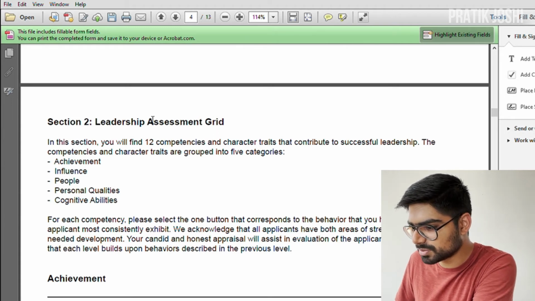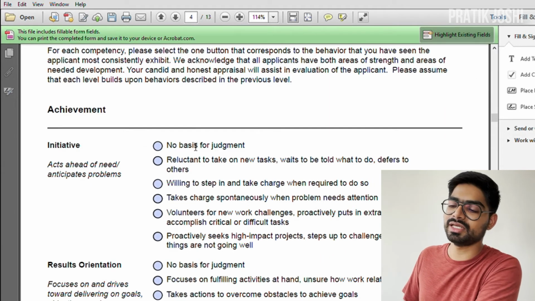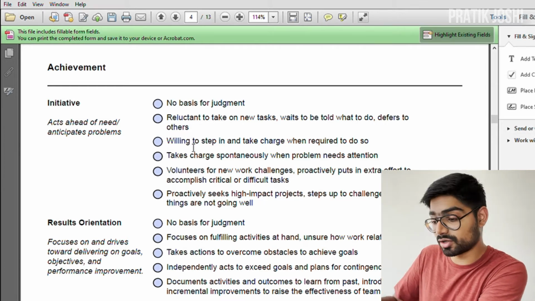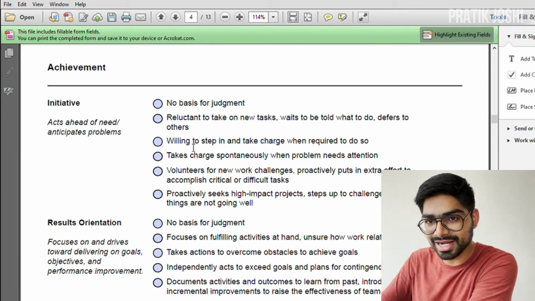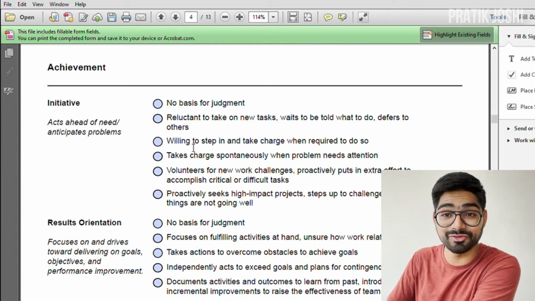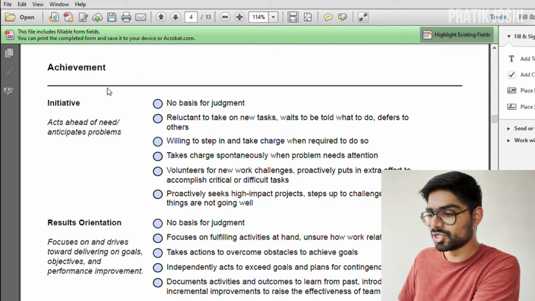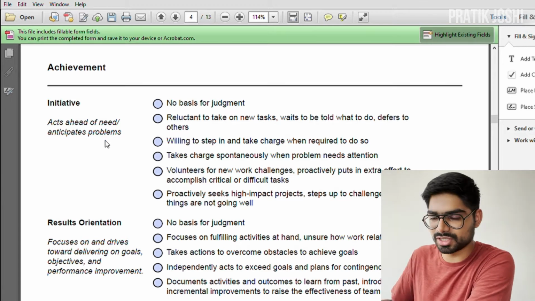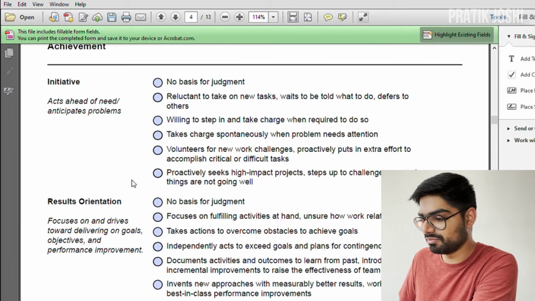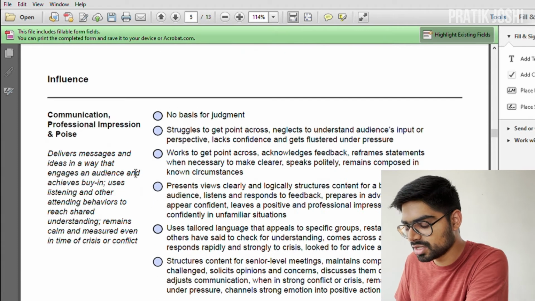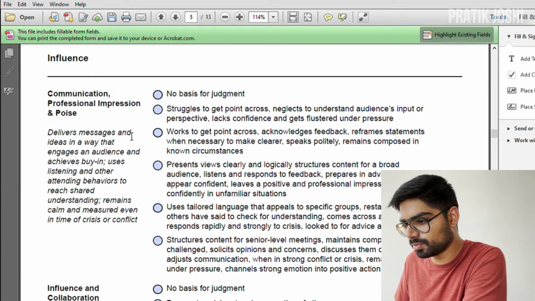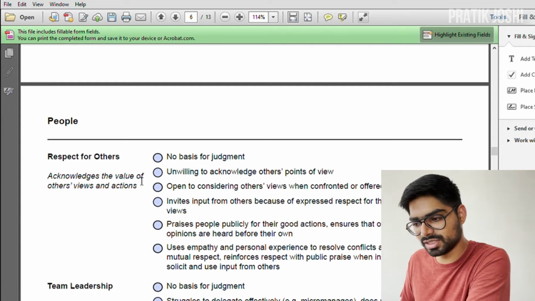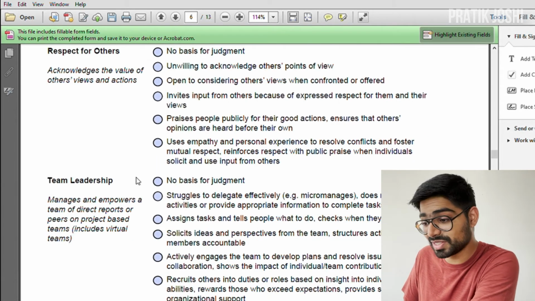Section 2 is the leadership assessment grade. Basically they want to check the person who is writing you the letter of recommendation. He has to rate you on this particular scale on different activities. First is achievement. In achievement we have initiative, whether the person has anticipated problems and taken steps to solve them, result orientation, then comes communication, professional impression and poise, influence and collaboration. Then in terms of people, whether he gives respect to others, and team leadership.